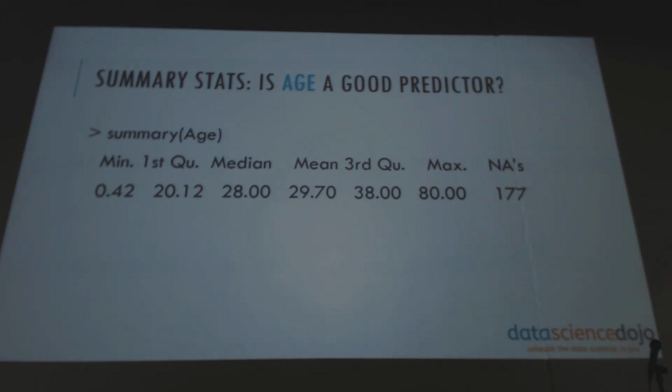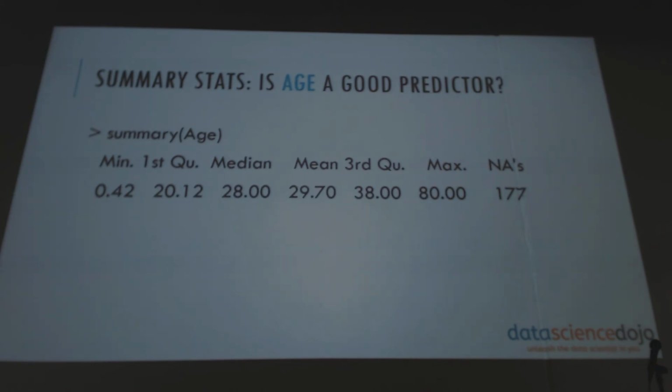And you have the first quartile. So the first quartile is about 25% of your data. So 25% of the people were under the age of 20. The median age, right in the middle, was 28. The mean age was 29. And then the third quartile is 75%. So 75% of these people were below 38, and there was someone who was 80 years old as well, right? And the missing values are 177. Okay?